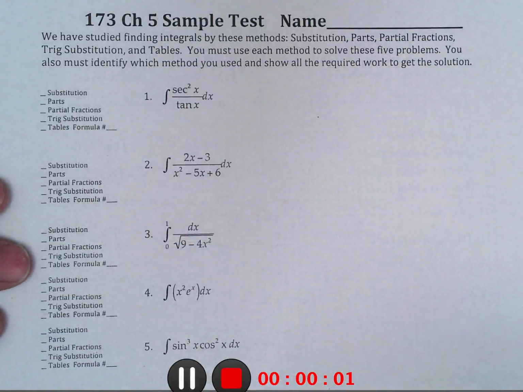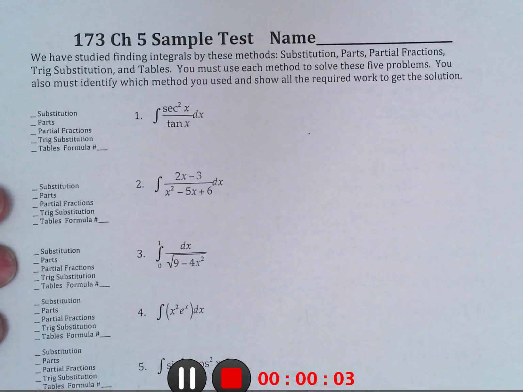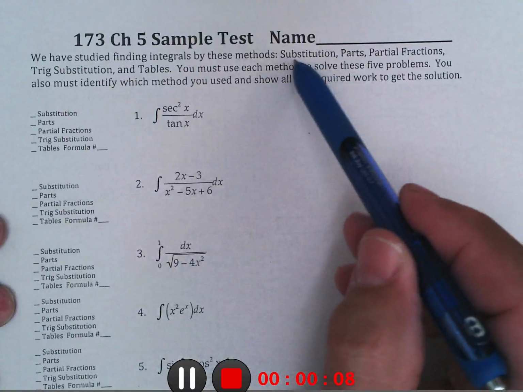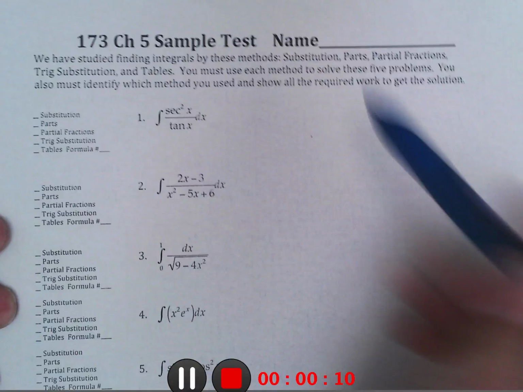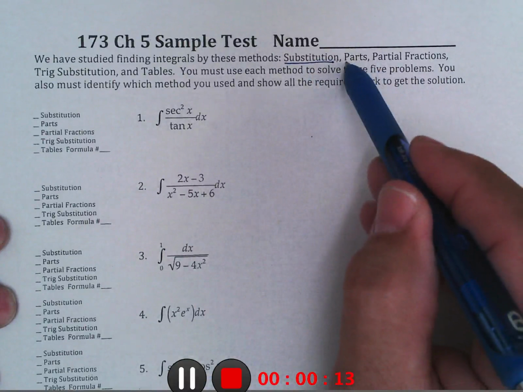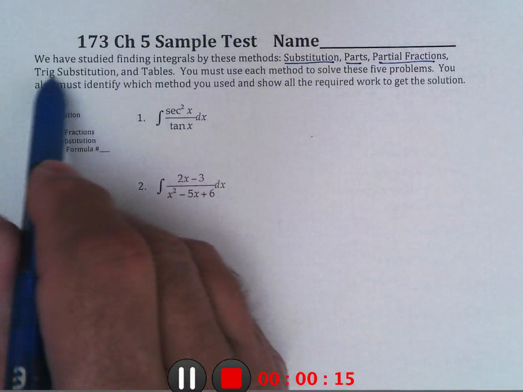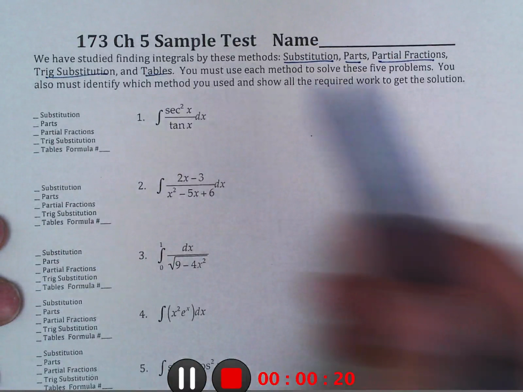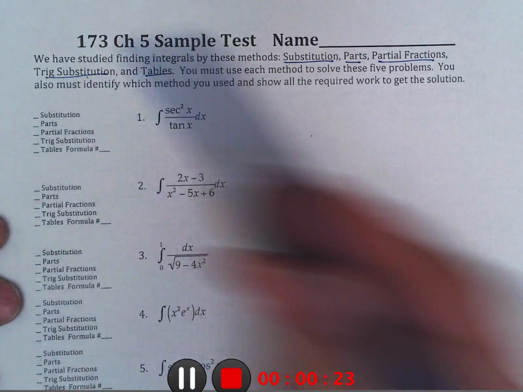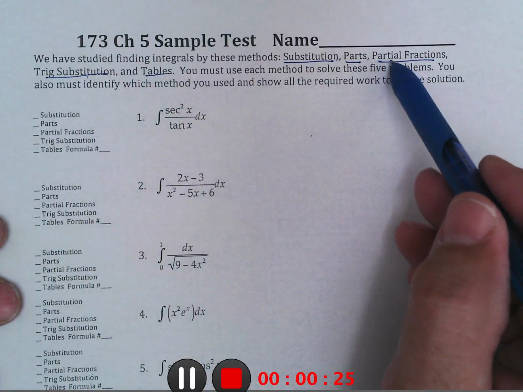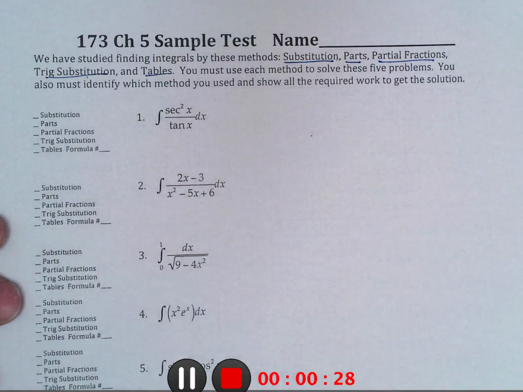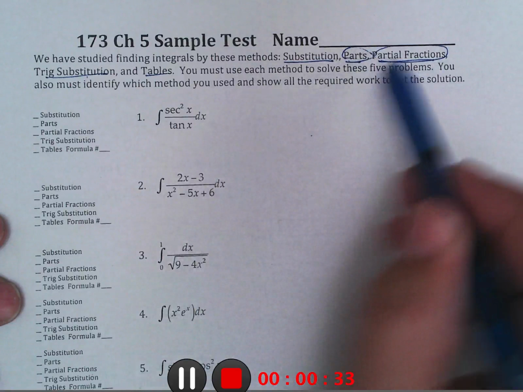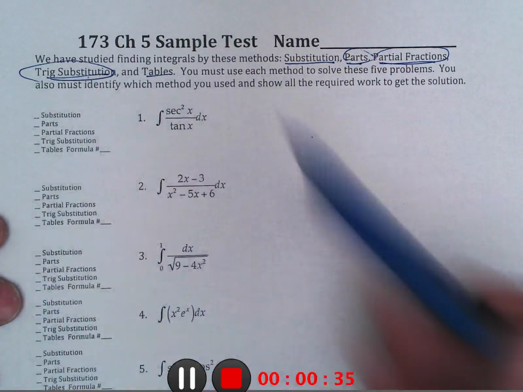Take a look at the sample test. Now, I'm asking you to do one of these problems by substitution. Well, every problem might have substitution in it, but one of them by parts, one of them by partial fractions, and one by trig sub, one using a table. I would first choose one that you think you can do by trig sub and by partial fractions. One of those two first, maybe parts also, but those are the ones that you want to be able to find. Tables you can use on a lot of different ones.